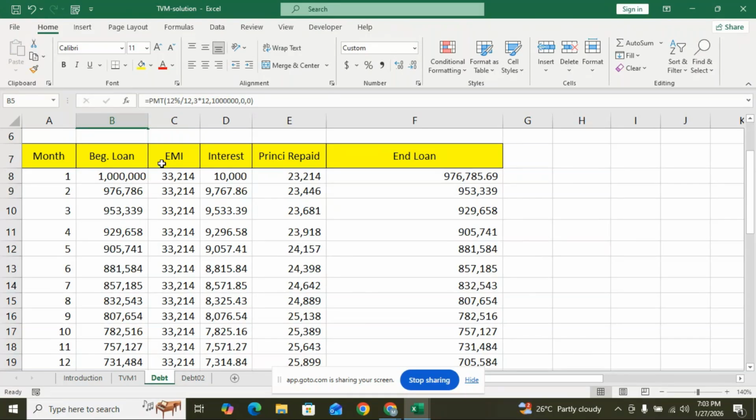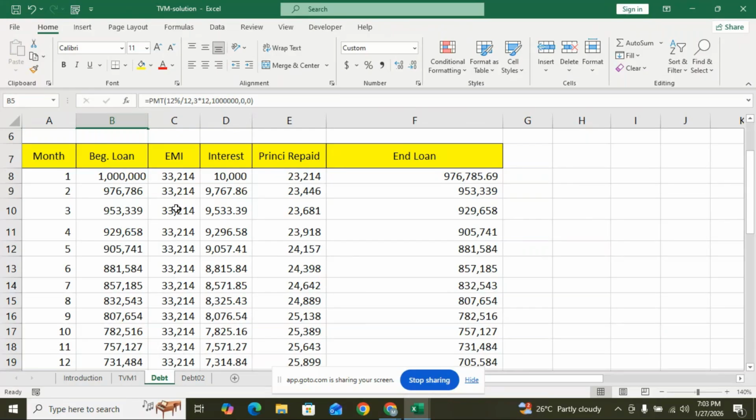The second thing is, see, after 5 months, 6 months, if you drag it, you will not get the answers for the rest of the months. So in the EMI calculation, what I did, 33,214 for 1 month you did. Then what I told you, you have to freeze that cell so that for the rest of the cells you get the same EMI amount.